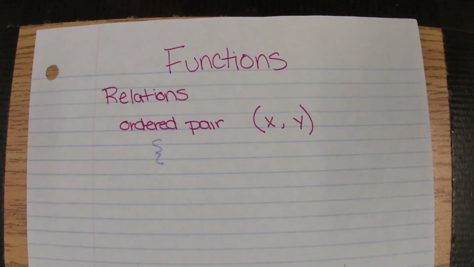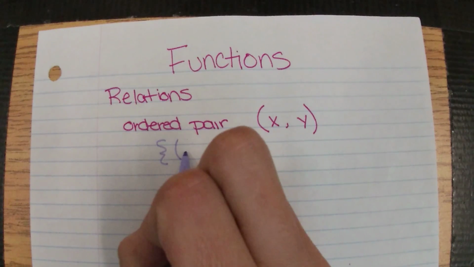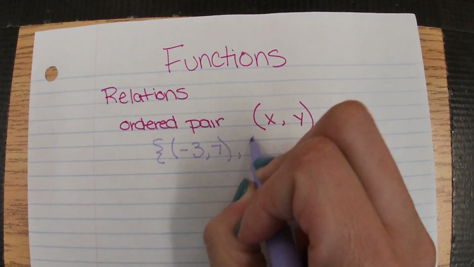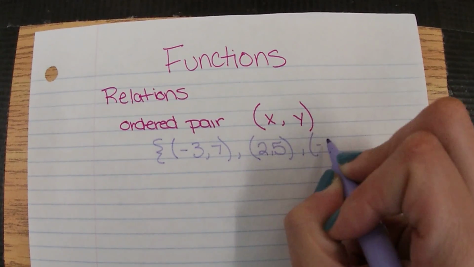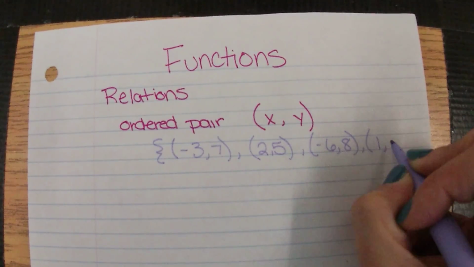My favorite number, a student's favorite number, and Mr. O'Neill's student's favorite numbers, whatever. So we come up with a relation that's (-3, 7), (2, 5), (-6, 8), and (1, -4).